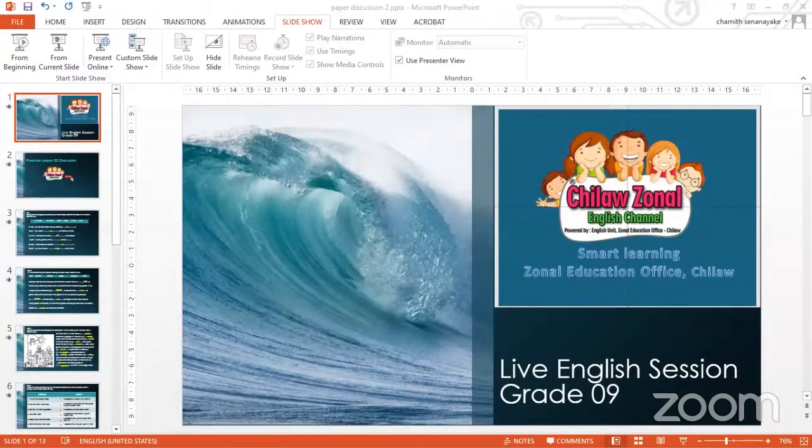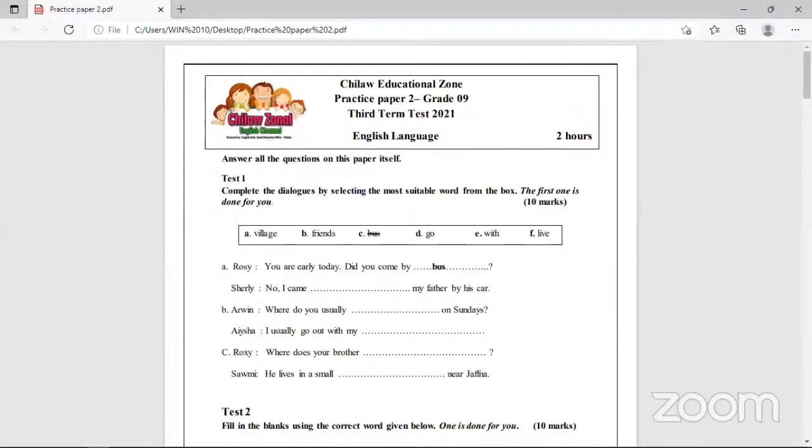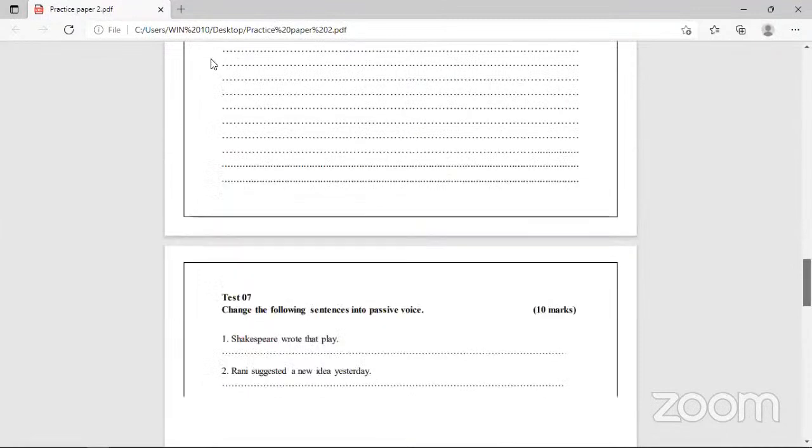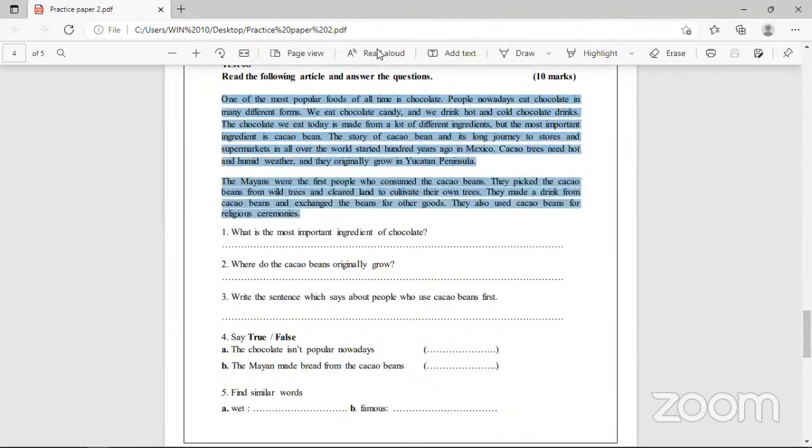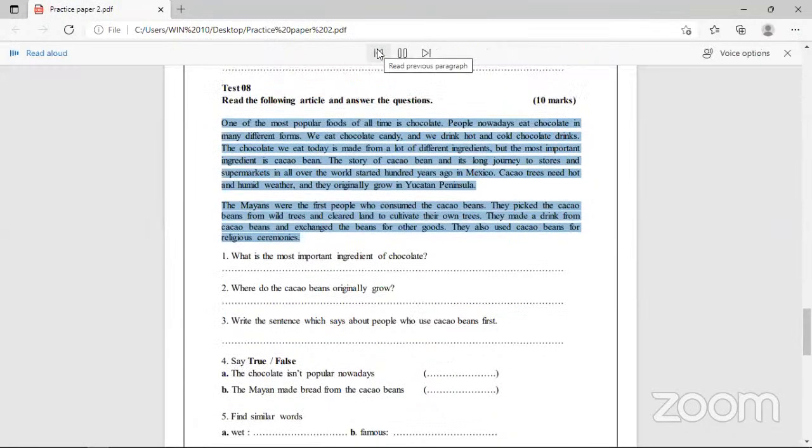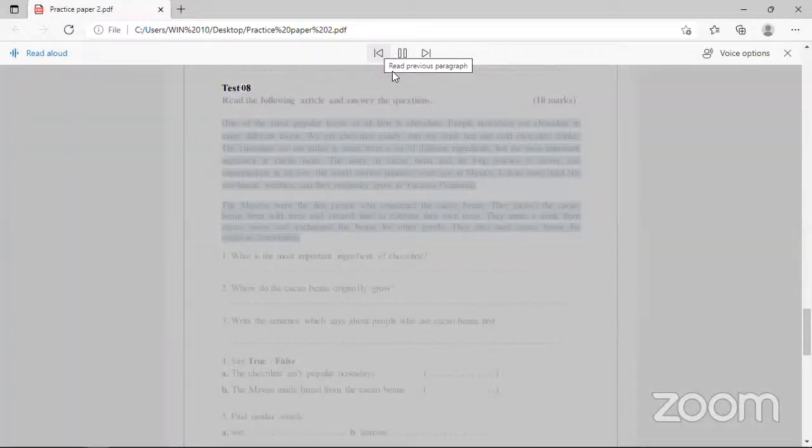Right, here we have to go through the text and write the answers. First, I will go through the text quickly before we write the answers. Please listen to the text for a while. Read the following article and answer the questions. 10 marks. One of the most popular foods of all time is chocolate. People nowadays eat chocolate in many different forms. We eat chocolate candy and we drink hot and cold chocolate drinks.